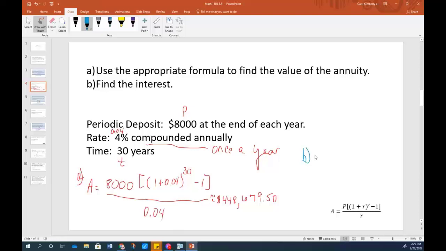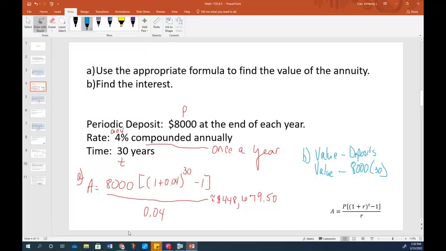We deposited, so for part B, I'm going to take the value of it minus the total deposits. And remember, I deposited, or whoever did, I really didn't, $8,000 a year for 30 years. So that's going to be that value that we just wrote down minus 8,000 times 30. So we get on the calculator.